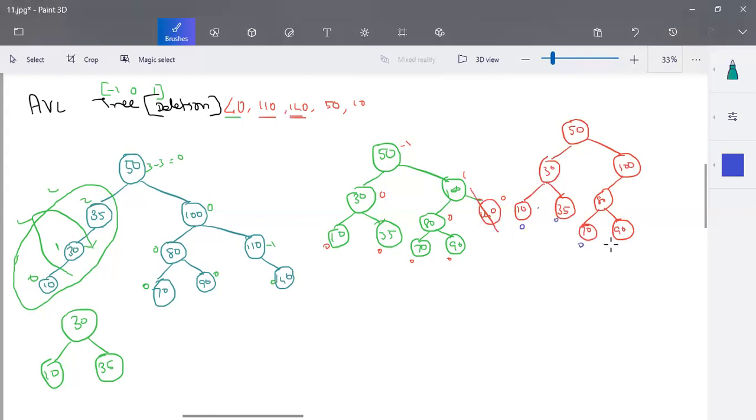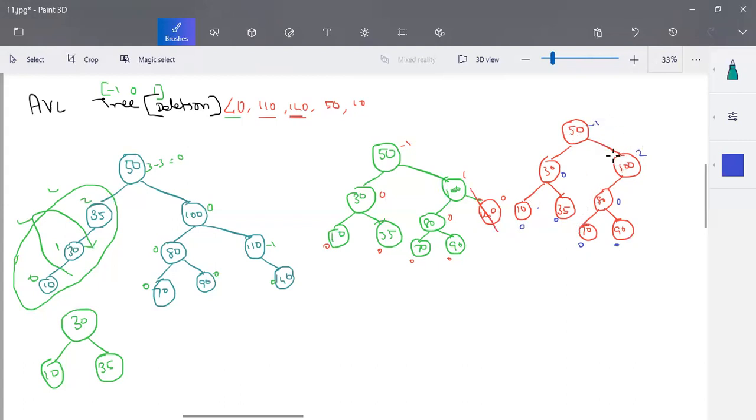Okay, so now I'll check the balance factor for these nodes. For all the leaf nodes, balance factor will be 0. For 80, height of left subtree is 1, height of right subtree is 1. 1 minus 1 is 0. And for 30, height of left subtree is 1, height of right subtree is 1, it is 0. And for 100, what happened? What is the height of left subtree? It is 1, 2. And there is no right subtree over here. So it is 2 minus 0, it is 2. And for 50, what is the balance factor? Height of left subtree is 1, 2, and height of right subtree is 1, 2, 3. So 2 minus 3 is minus 1.